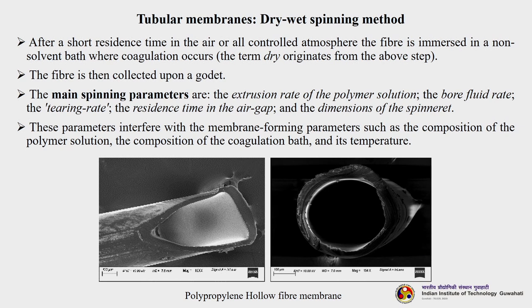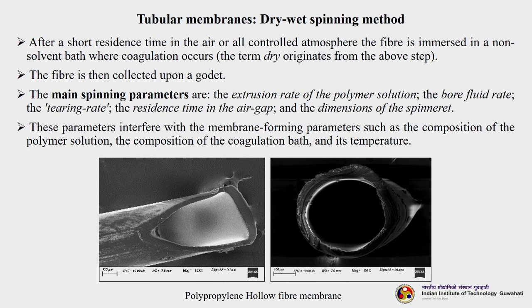The main spinning parameters are extrusion rate of the polymer solution, at what rate the extrusion is happening through the spinneret, the bore fluid rate, the take-up rate, the residence time in the air gap, okay, and the dimensions of the spinneret. So, these are the parameters which can all be optimized to produce a particular tailor-made membrane. These parameters interfere with the membrane forming parameters such as the composition of the polymer solution, the composition of the coagulation bath and its temperature.